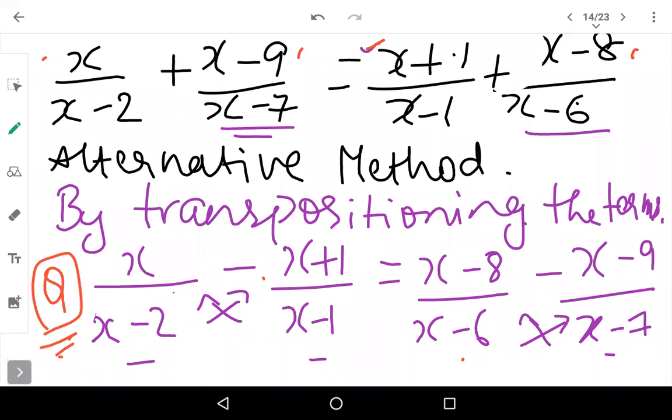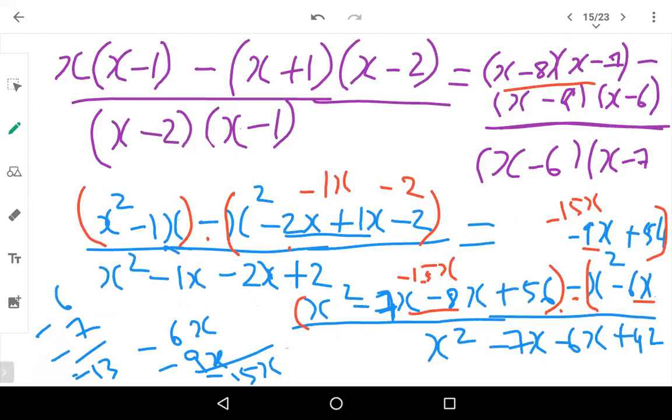Okay, now after this we went on to find the LCM. To find the LCM, we multiplied the denominators, that is x minus 2 into x minus 1. After that, in the numerator, we cross multiplied the terms, that is x into x minus 1 minus x plus 1 into x minus 2. That is your one side. To the other side also we took the LCM, that is x minus 6 into x minus 7. In the numerator, you have x minus 8 into x minus 7 minus x minus 9 into x minus 6. We just cross multiplied the terms.